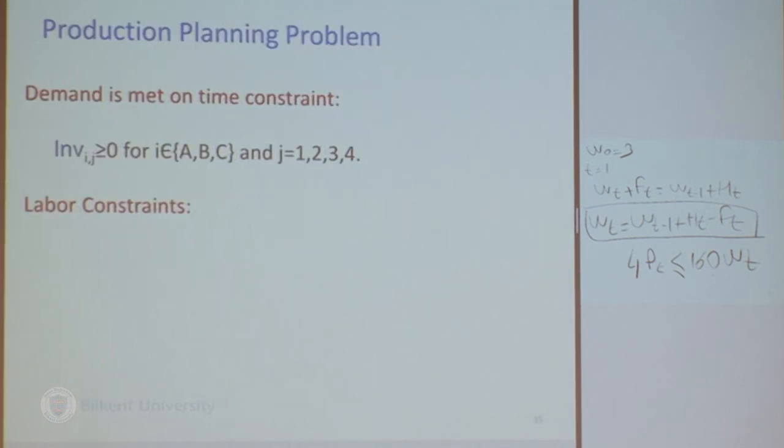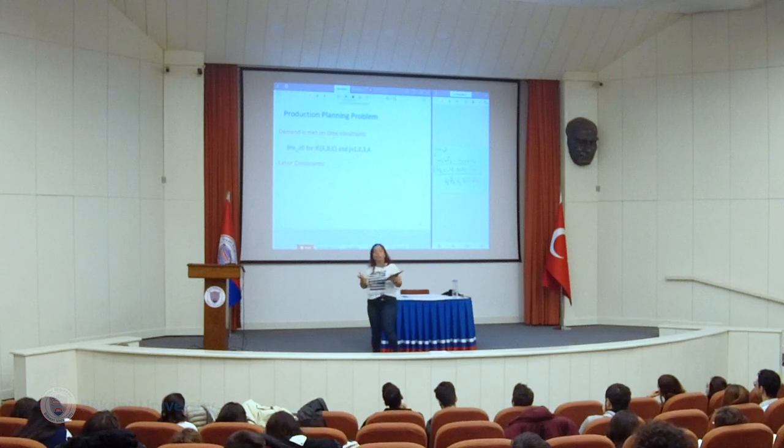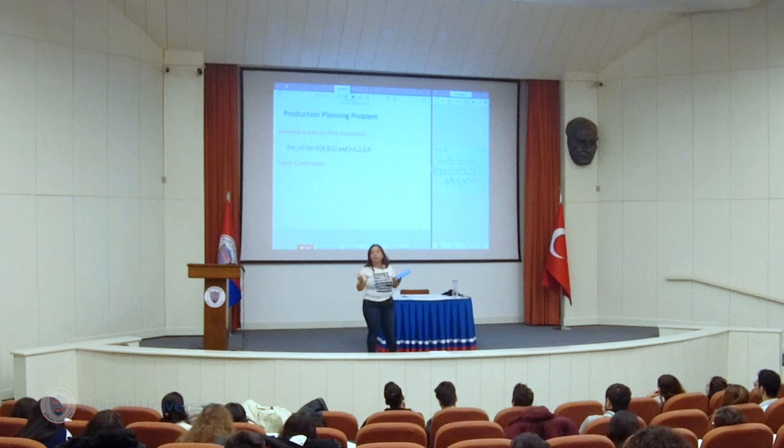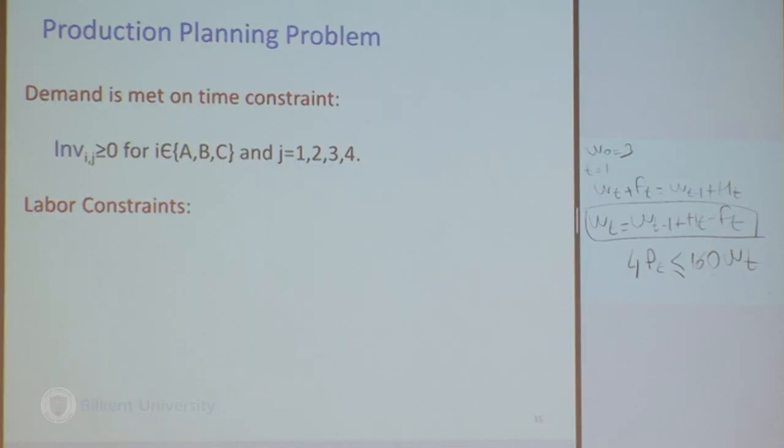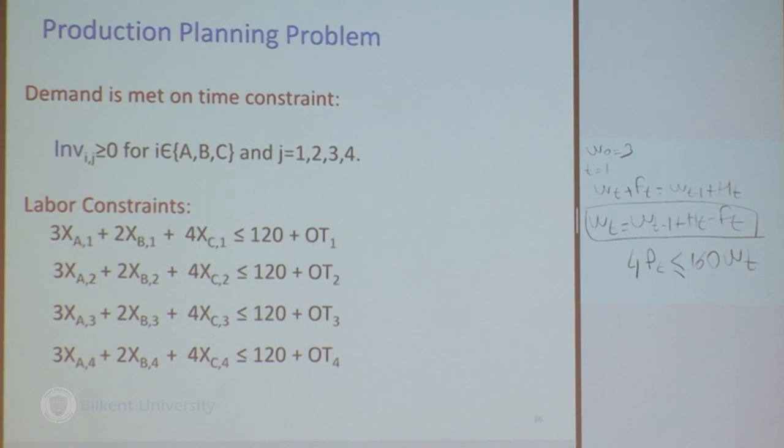Labor constraints. In the previous lecture, it was 4 hours for each produced product, and I was balancing it with the amount of workers I have, right? 4 times P_t was less than or equal to 160 times W_t. This time, I don't have the number of workers. I do have the hours available, yeah? Regular hours and overtime hours. Here is the constraint then.